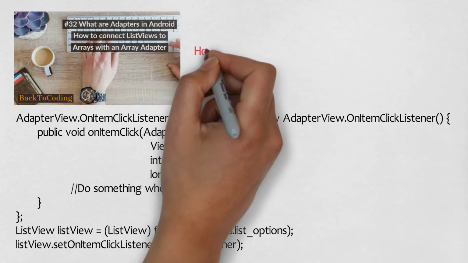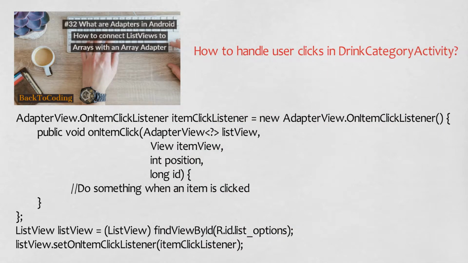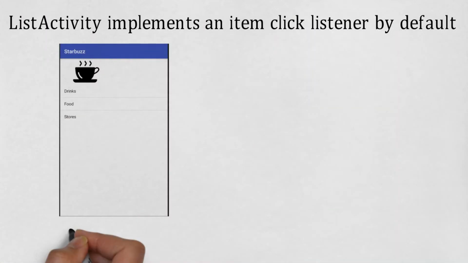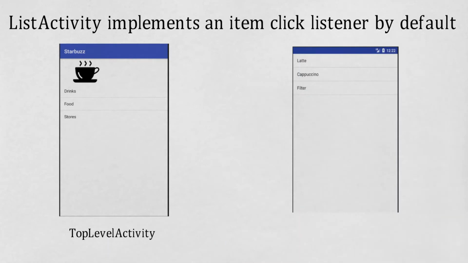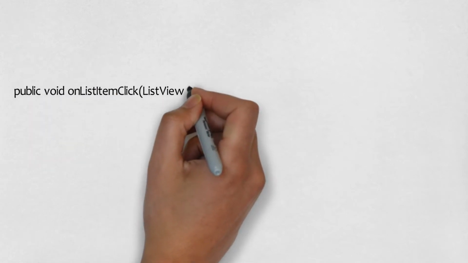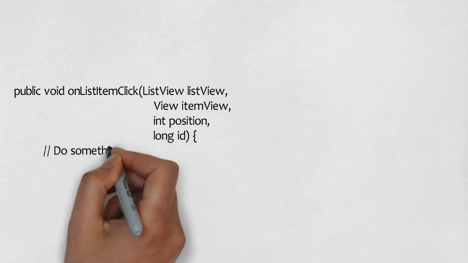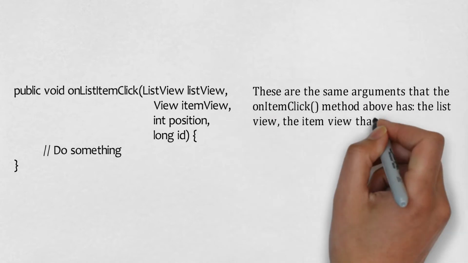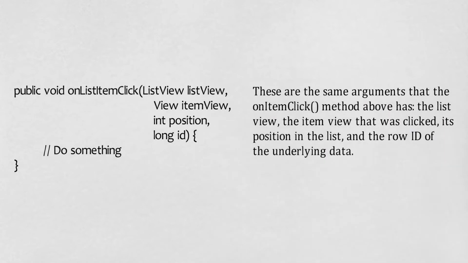So how to handle user clicks in drink category activity? There is a significant difference between top level activity and drink category activity. Whereas a top level activity is a normal activity object, drink category activity is a list activity, a special type of activity that's designed to work with list views. This is significant when it comes to handling user clicks. A key difference between activity and list activity is that the list activity class already implements an onItemClick event listener. Instead of creating your own event listener, when you use a list activity, you just need to implement the onListItemClick method.